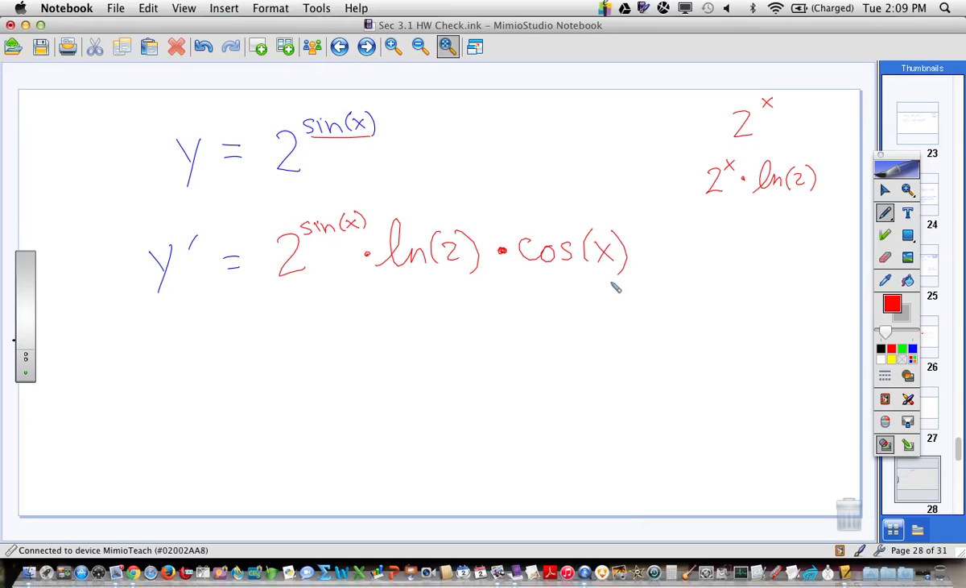Now, I don't need any parentheses here because there's no plus signs anywhere. Everything's its own individual piece. It's like a times b times c. I don't need parentheses. And again, there's nothing to simplify there. You're done. Okay? You're done.